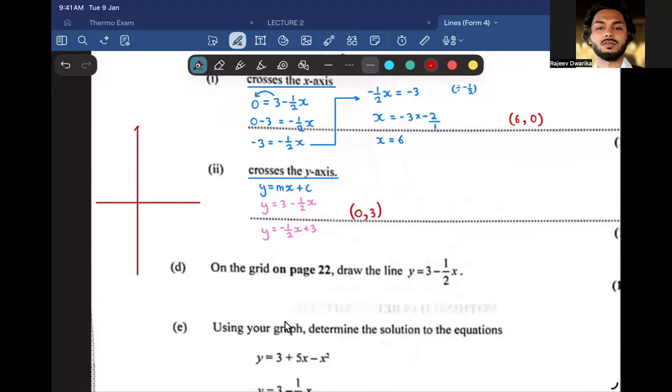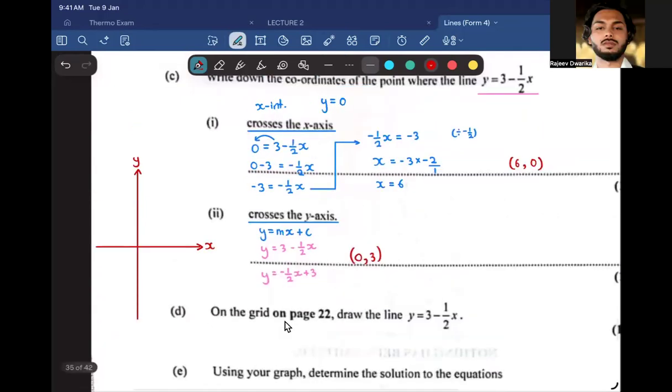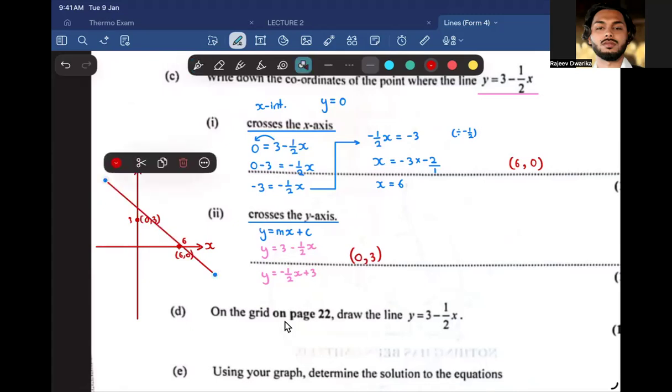Reminder, guys, if you want to draw a line, how many points do you need? 2 points, sir. Do we have 2 points? Yes, sir. We have 6, 0. So 6, 0 will be over here. And then you would have 0, 3. 0, 3 would be right here. All you're going to do is connect them. You can take a ruler, line it up along those 2 points, and just draw a line. That's it. Just like that.